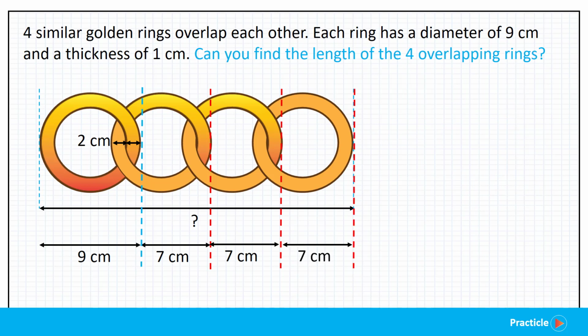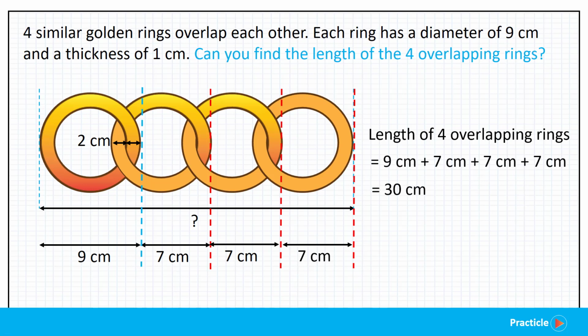Now after we know this, it should be quite easy to solve for the length of the 4 rings. Do you know how to do that? If you say add 9 cm to 7 cm to 7 cm to 7 cm, or 9 cm plus 3 times 7 cm, you're right. When we add all this length, we'll get an answer of 30 cm. And looks like we have solved the first part of the problem.